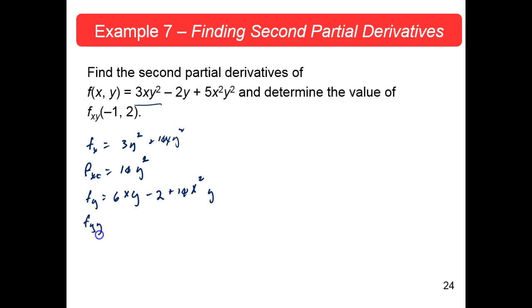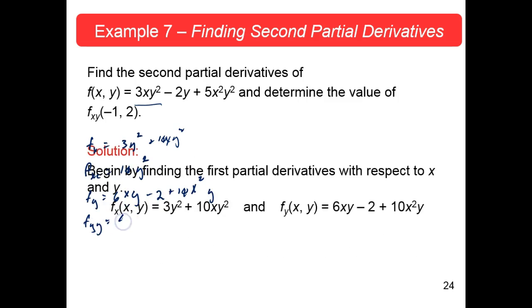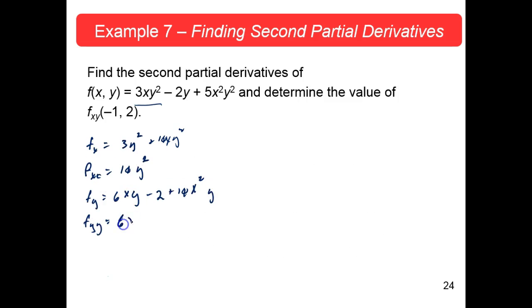Second partial with respect to y would then be 6x, because these are counted as constants. The y is the one variable, the derivative of that is 1. Derivative of minus 2 is 0, and the derivative of this thing, the one variable is y, so that would be plus 10x squared, because of the partial of that with respect to y.